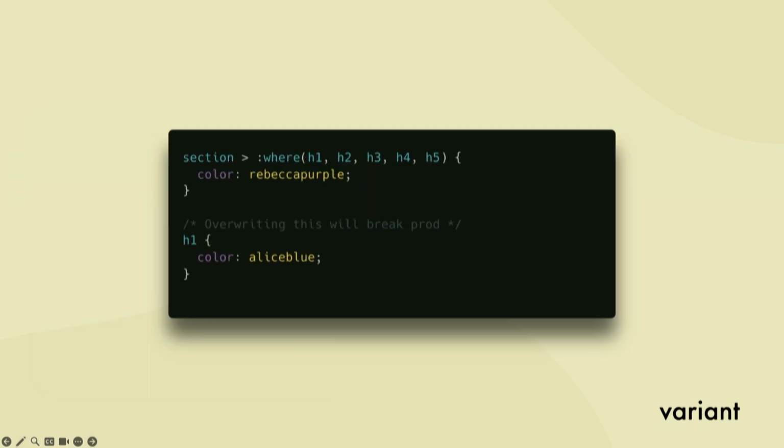So in this case, I have a piece of CSS that's going to break prod if we overwrite it. So in this case, I want to use the :where selector instead, because the :where selector does exactly the same as the :is selector, except that it doesn't have any specificity.